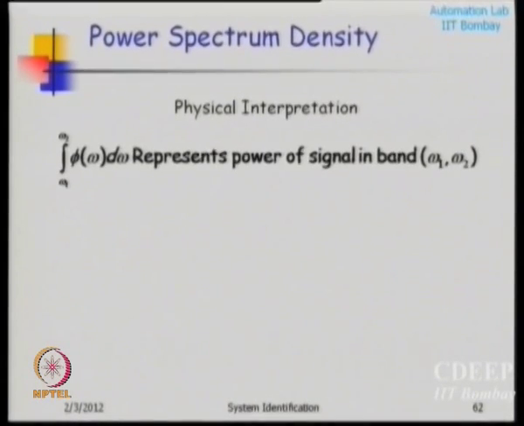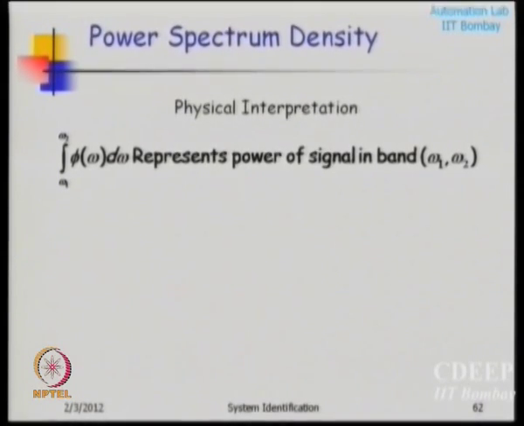The physical interpretation, the analogy I can give you, is to the probability density function. How do you find the probability between two points? You are given a density, you take an integral between those two points, and you get the probability of the event occurring between those two points, right? The same thing is here. If you are given the power spectrum density, you can take an integral between the band omega 1 and omega 2, and you can find the power of the signal in that particular band.